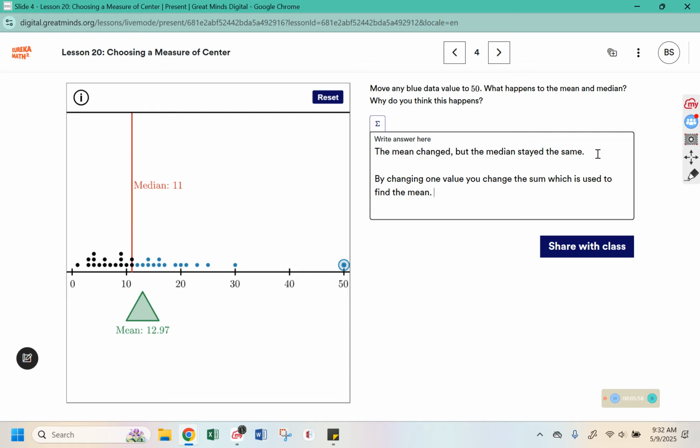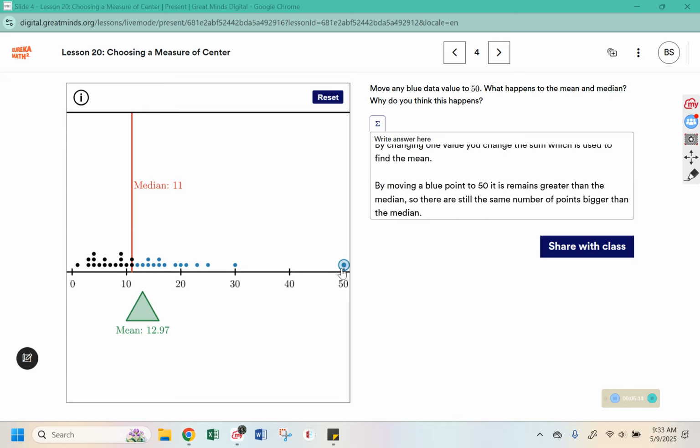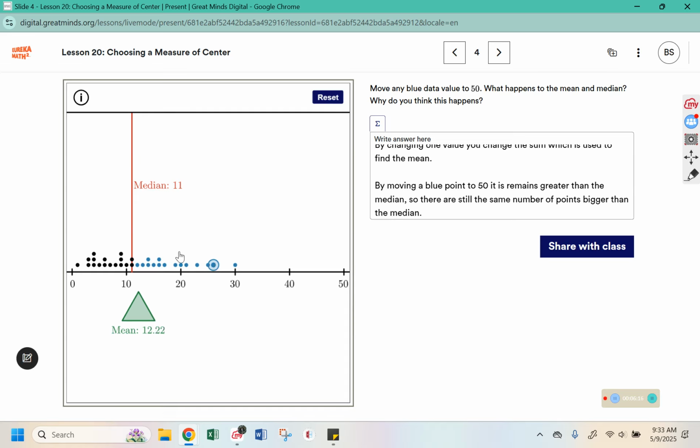But it does not impact the median because it's still a point that is on the right side of the median line. It was already on the right and it's still on the right. So the same number of points are to the right of the median, which does not impact where it is.